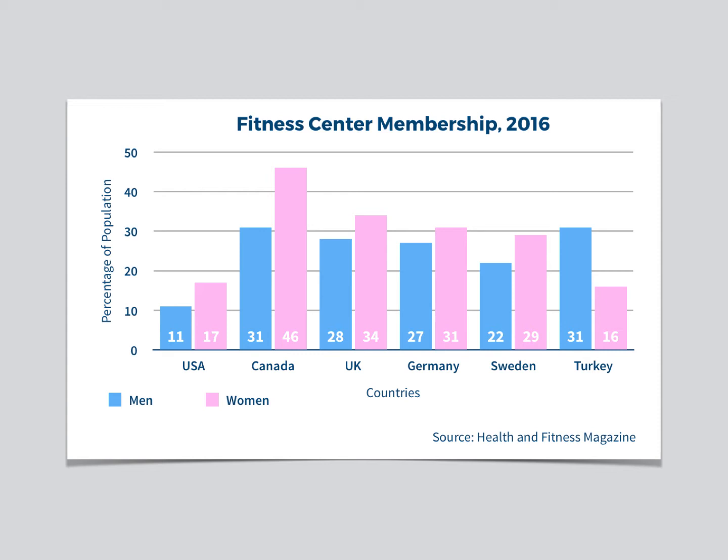Now, if the number of men were to increase to, say, 20%, that wouldn't affect any of the other numbers in the chart. It wouldn't affect the number of women. It wouldn't affect the number of men in Canada or the UK or any other country. This is what we mean by discrete data.